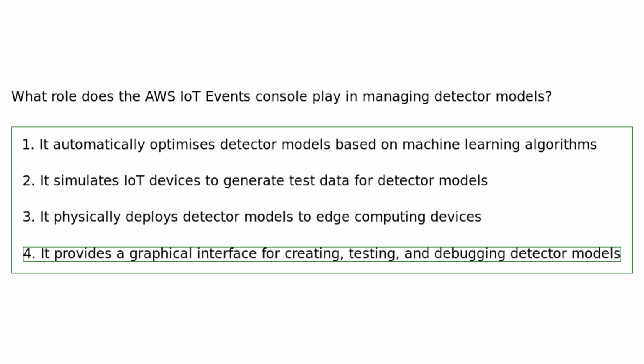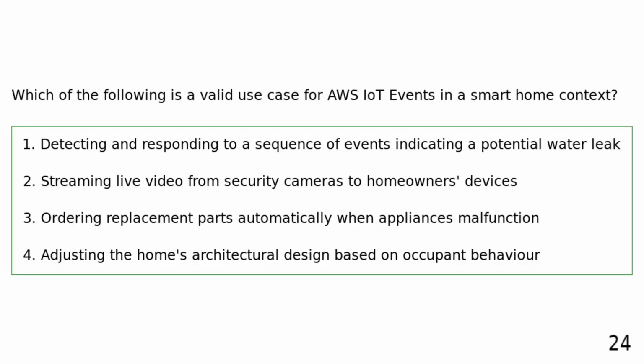It offers tools to visualize the model's states and transitions, simulate inputs, and verify that the model behaves as expected before deploying it in a production environment. Which of the following is a valid use case for AWS IoT Events in a smart home context?